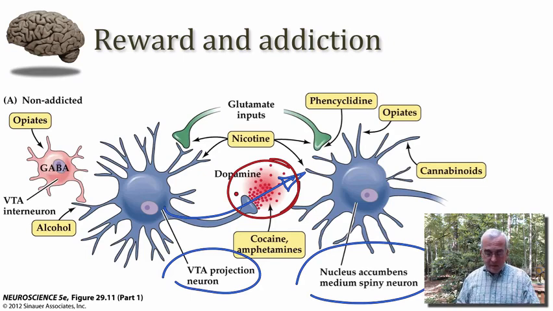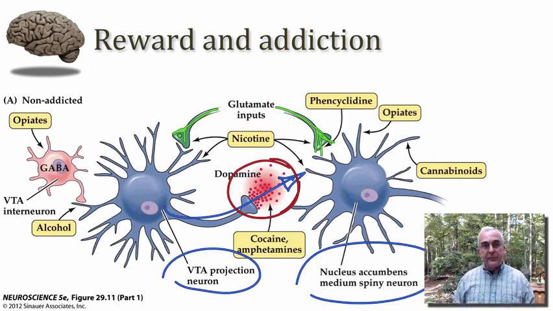Now, this medium spiny neuron is also integrating inputs that are derived from the cerebral cortex, as well as structures like the amygdala and the hippocampus that are providing input here. We haven't talked a lot about this, but the dopamine neurons in the midbrain are also getting input from widespread regions of the cerebral cortex and probably lots of other structures in the brainstem as well.